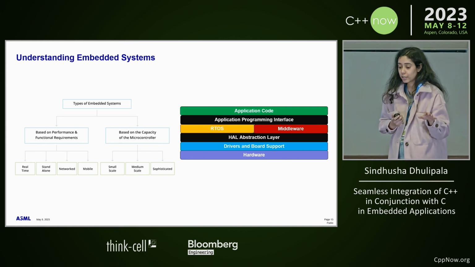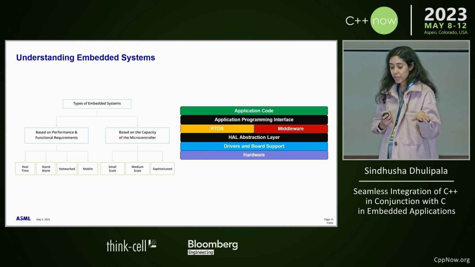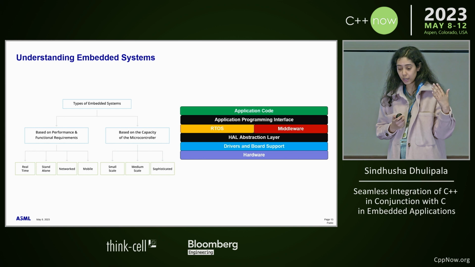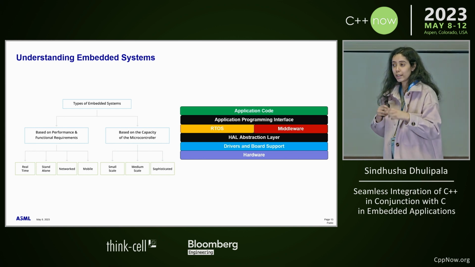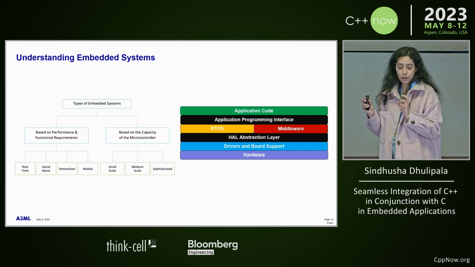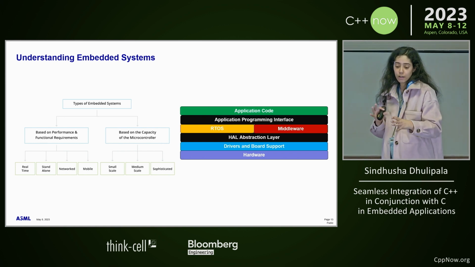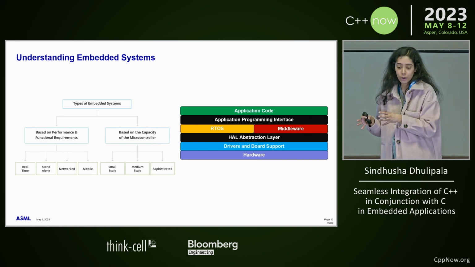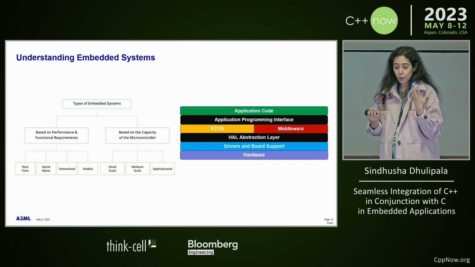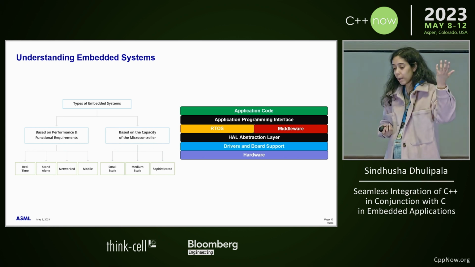You have the drivers and the board support that directly interact with the hardware layer, the hardware abstraction layer. And then you have the real-time operating systems, which provide a small version of an operating system, usually Linux, for use within your embedded environment. You have your application programming interface and then application code.